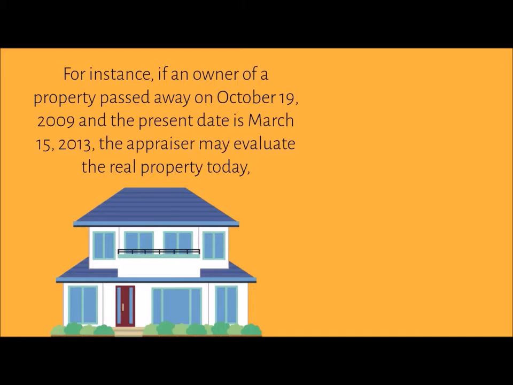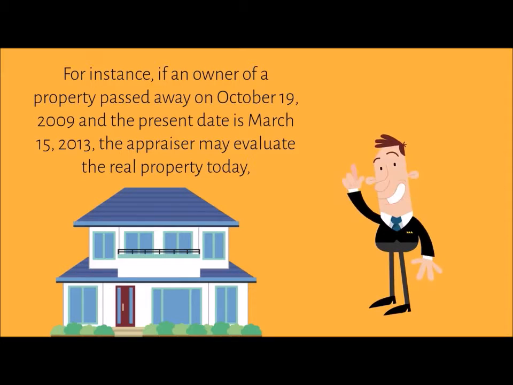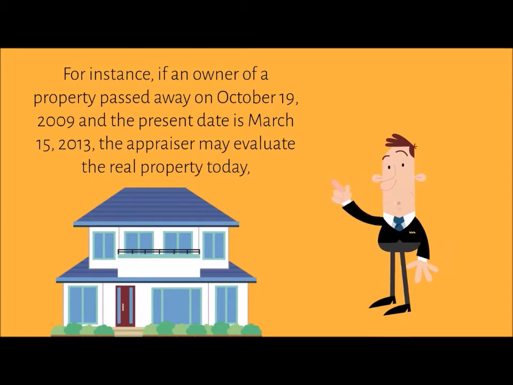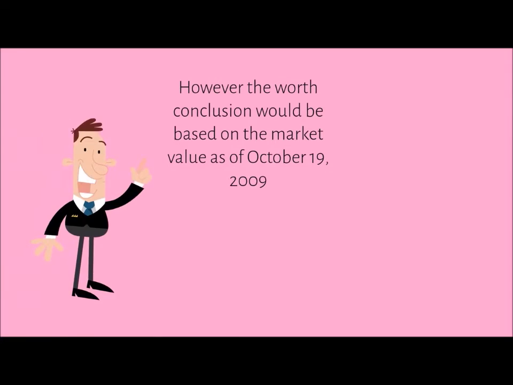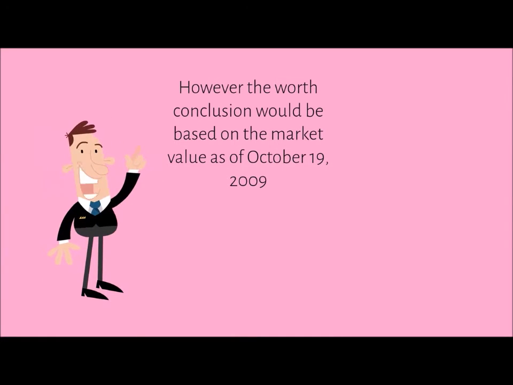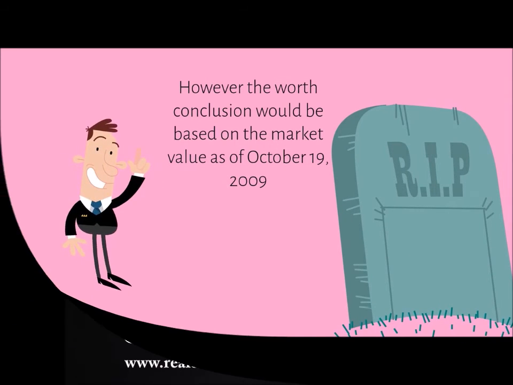For instance, if an owner of a property died on October 19, 2009, and the present date is March 15, 2013, the appraiser may inspect the real property today. However, the value conclusion would be based on the market value as of October 19, 2009.